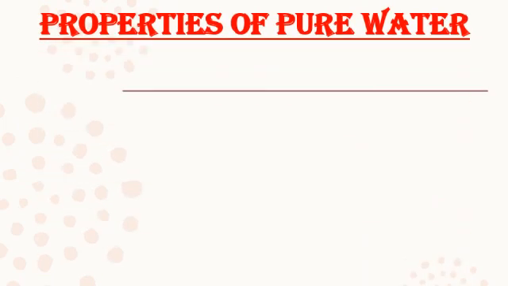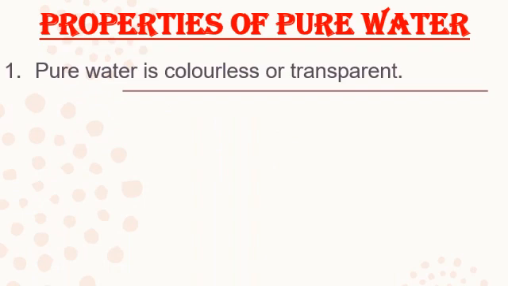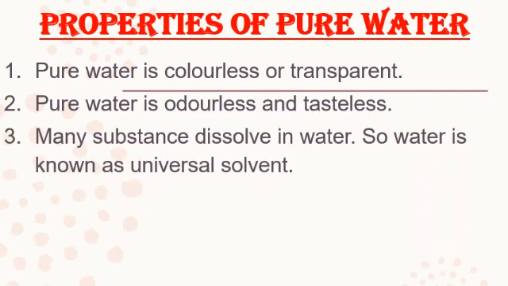Now we will see the properties of pure water. How can we say that the water we are drinking is pure or not? Whether it is proper for drinking or not. Pure water is colorless and transparent. Pure water is odorless. Odorless means it does not have any smell, and tasteless, it does not have any taste also. Many substances dissolve in water, so water is also known as a universal solvent. All the things dissolve in water.